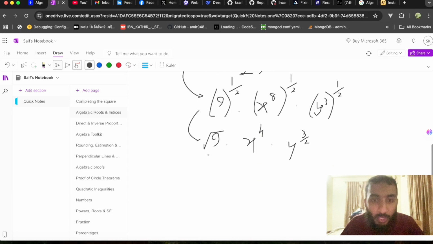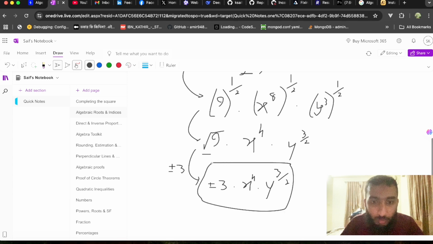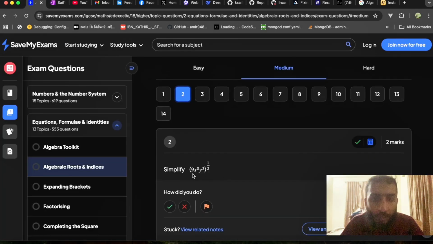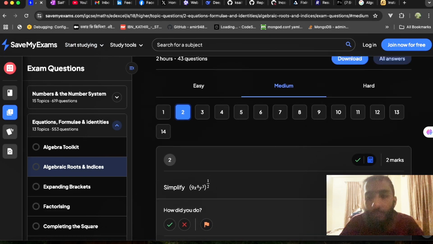Root 9 we can express as plus minus 3. So we can express it as plus minus 3 multiplied by x to the power 4 multiplied by y to the power 3 by 2. So this is the simplified expression. This is how we can simplify the expression, by separating the parts.